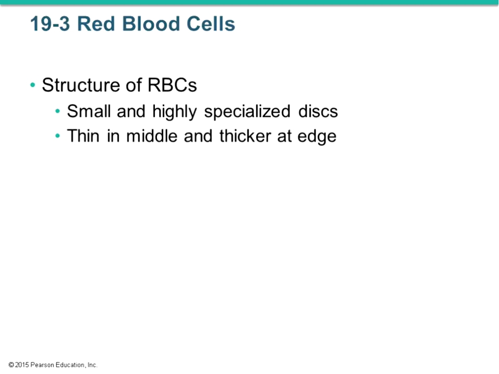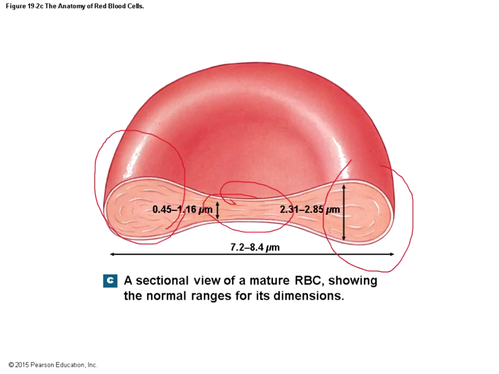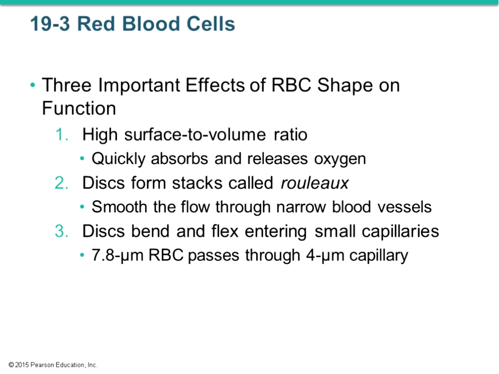So, structure of red blood cells, really important to understand the structure. They're very unique. They're very small, of course, but they're specialized discs. They're actually thin in the middle, and they get thicker at the edge. So if we look at an image here, you can see what I'm talking about, right? They're thin here in the center, and then they get larger as they go to the outside. Okay? And this shape is really significant and important in terms of what blood is able to do. Okay, and so these are three important effects of red blood cell shape on function, really important slide here.